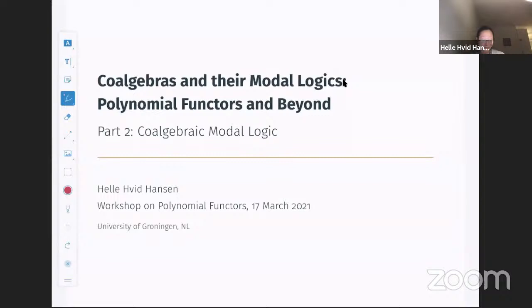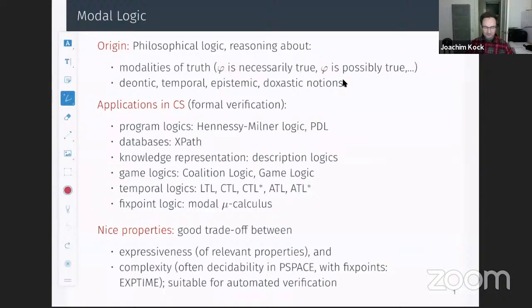Yes, so we are at part 2 today, which will be about modal logic for coalgebras. Since I'm not sure everyone is familiar, and I have a background in modal logic, I thought I'd give a brief context, the starting point of the work in coalgebraic modal logic. Modal logic originated in philosophical logic, and it was introduced to reason about modalities of truth, notions like a formula phi is necessarily true or phi is possibly true. Formal logics were introduced to this end, and also modal logics for reasoning about deontic, temporal, epistemic, or doxastic notions are still being studied in philosophical logic.